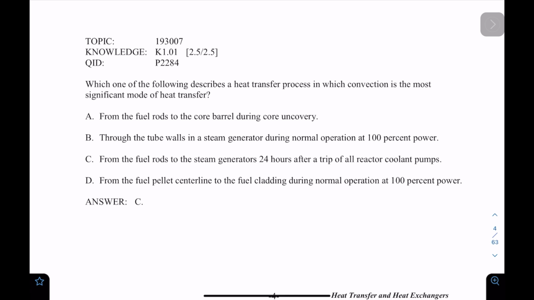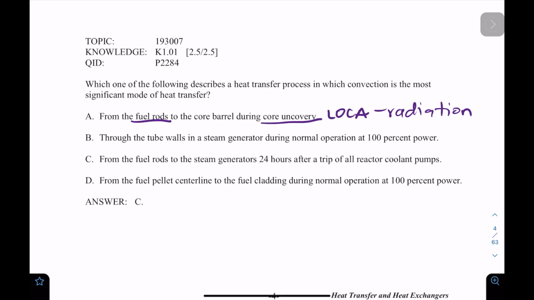It says from the fuel rods to the core barrel during core uncovery. When do we have core uncovery? When we have the fuel rods uncovered, when we have a LOCA, a loss of coolant accident. So we have all the rods uncovered. What's the only form of heat transfer in this case? It's going to be radiation, right? Sorry, sometimes my pen is just not working properly.